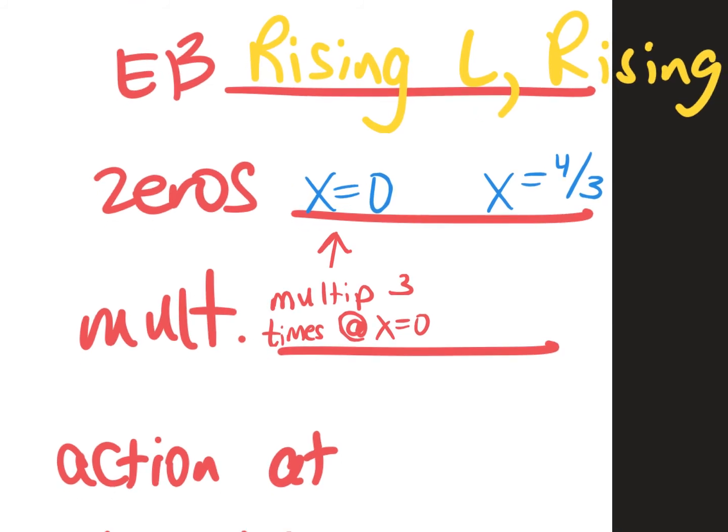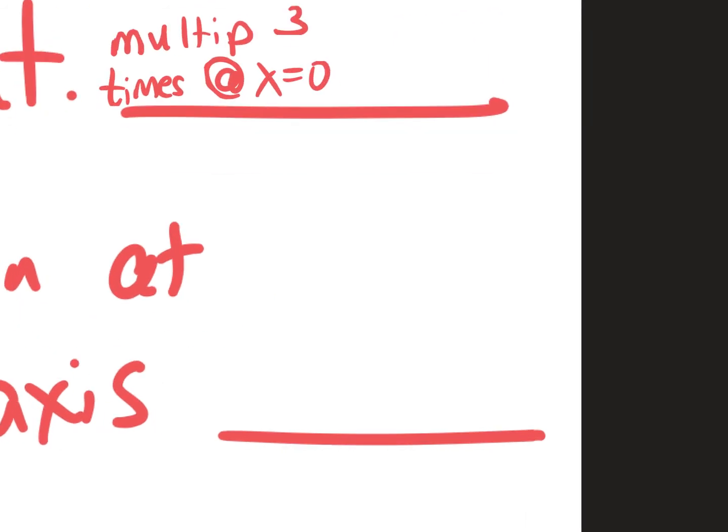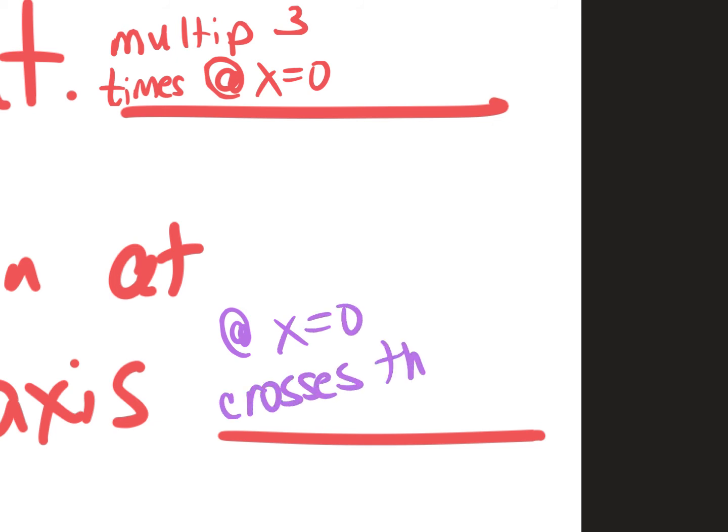So now you have to describe the action at the x-axis. Well, think about the multiplicity. If it's an odd number of times that you see the answer, it does what? Crosses through. Good. If it's an even number of times you see the answer, it does what? Bounces. So what happens at x equals 0? It crosses through. At x equals 0, you can say crosses through.